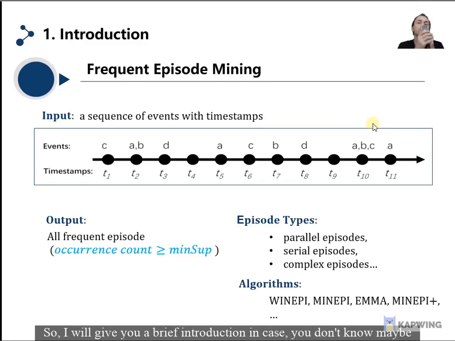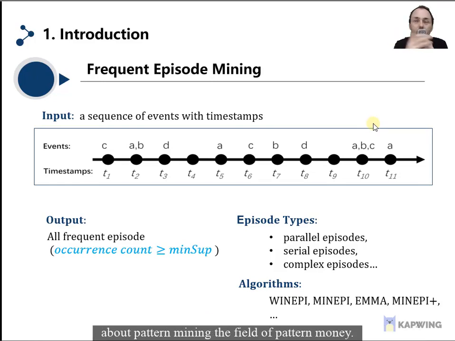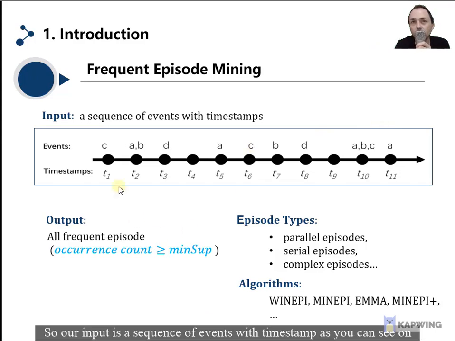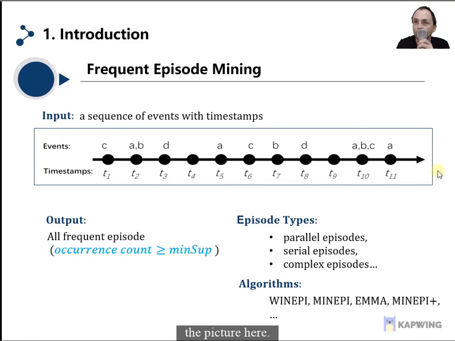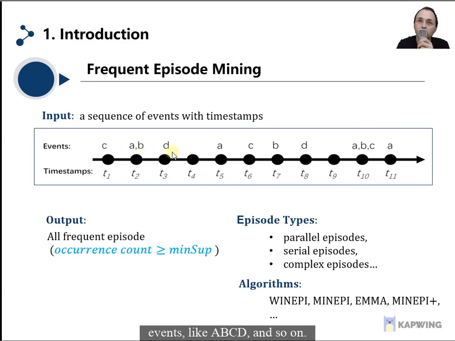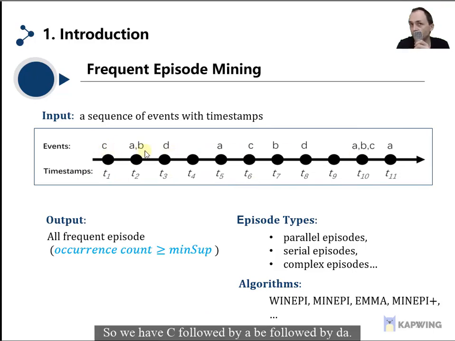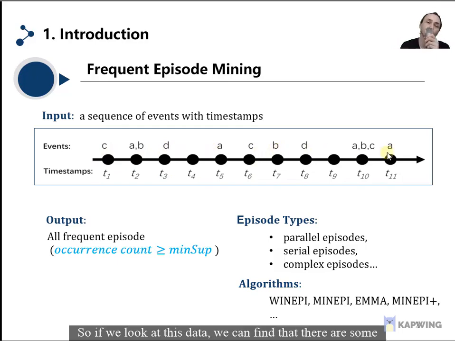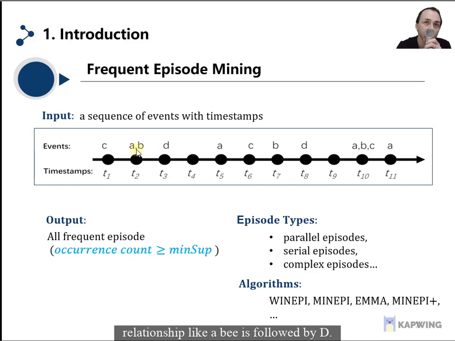I will give you a brief introduction to the field of pattern mining, in case you don't know it. Our input is a sequence of events with timestamps, as you can see on the picture here. We have different timestamps like T1, T2, T3, T4, and events like A, B, C, D, and so on. So we have C followed by AB followed by D, A, C, B, D, and so on. If we look at this data, we can find relationships like AB is followed by D, AB again is followed by D, and so on.